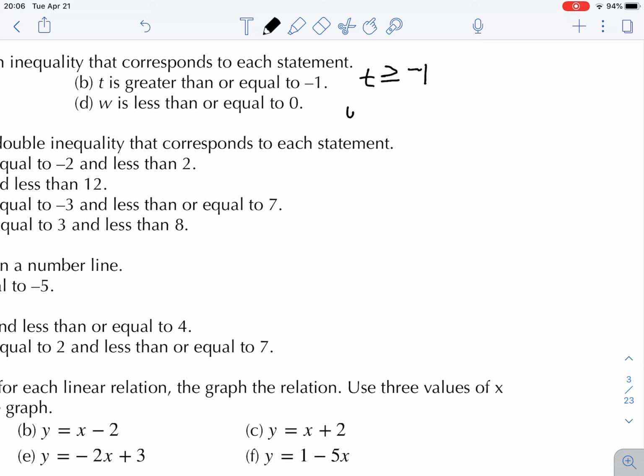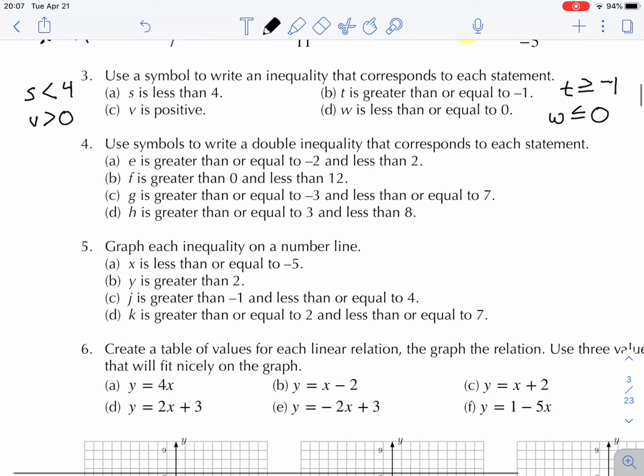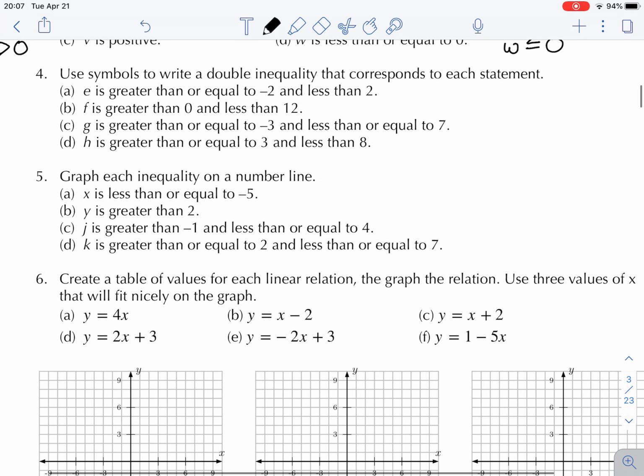Letter D, W is less than or equal to 0. So we write W is less than or equal to 0. That means W can be 0, negative 0.1, negative 0.01, anything smaller than 0 and 0. So it's just getting you practiced with less than and equal than signs and introducing this new one, less than or equal to.